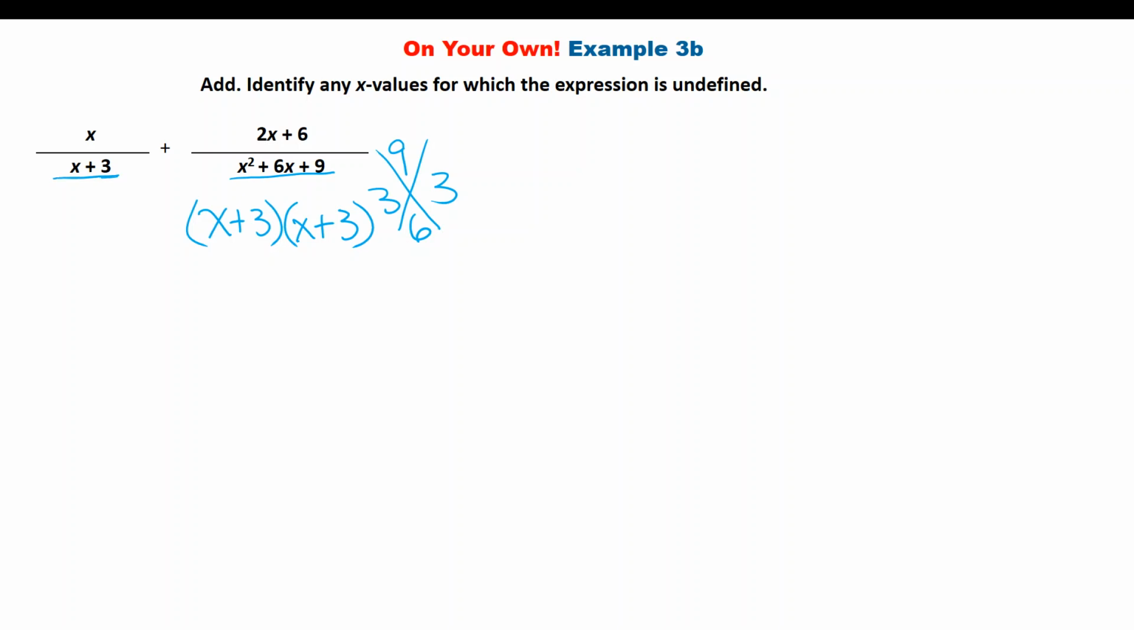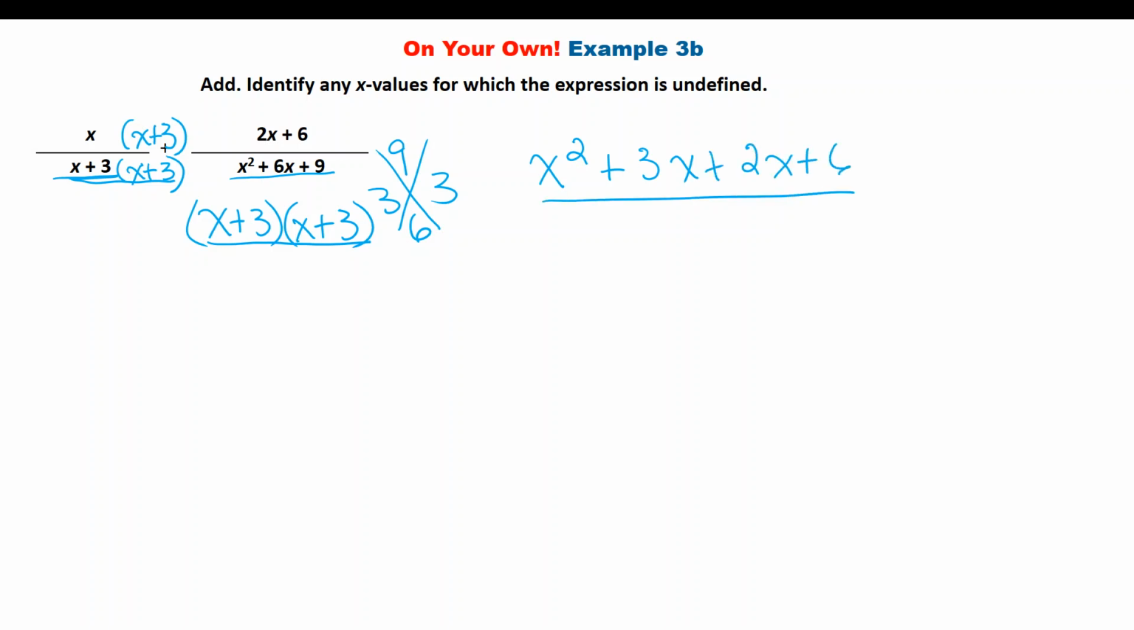All right, so I have an x plus 3 over here, but I need to have 2 of them. So I'm going to go ahead and multiply an x plus 3 on this side so that I have a common denominator. And if I multiply x plus 3 in the denominator, I have to multiply it in the numerator. Now all I have to do is distribute that x to everything. So it's going to be x squared plus 3x, and then I already have plus 2x plus 6. So all of that is going to be over x plus 3 times x plus 3.